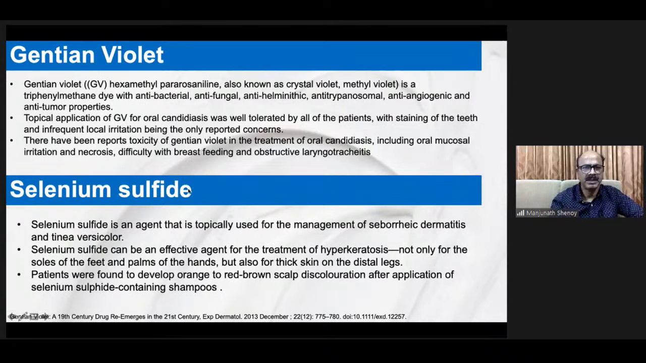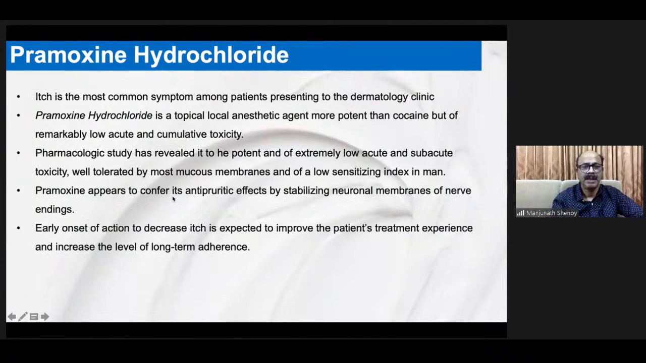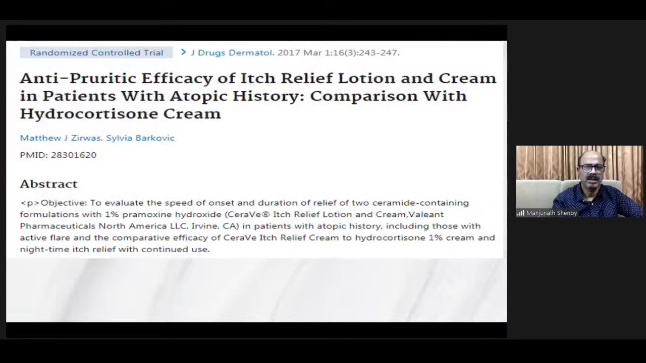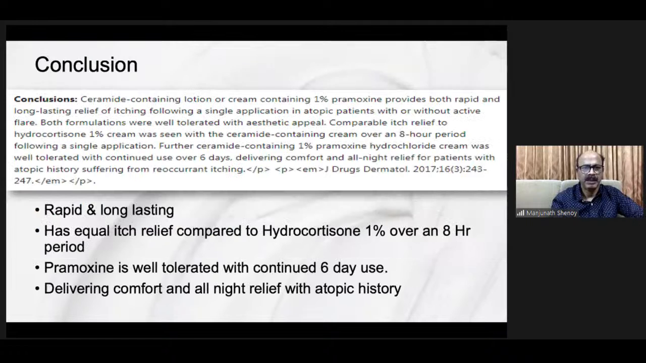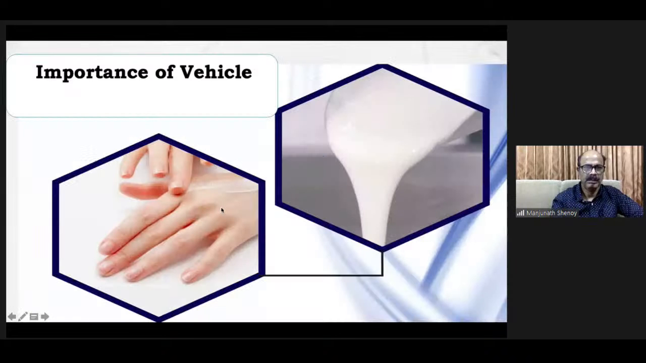These are some of the other molecules we use: gentian violet, selenium sulfide. Crotamiton is not an antifungal; it's an antipruritic. Even that seemed to be handy in the current scenario. Antipruritic effect could be of advantage, especially when it is used in the therapy.